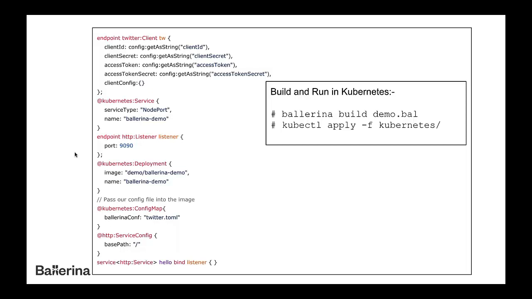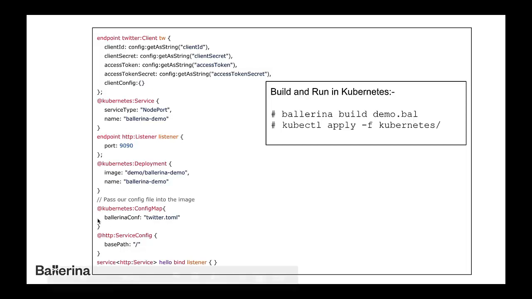So you can see here, in the listening endpoint, you just have to annotate it with the Kubernetes service annotation, saying the service type and output we have used here, and the name.